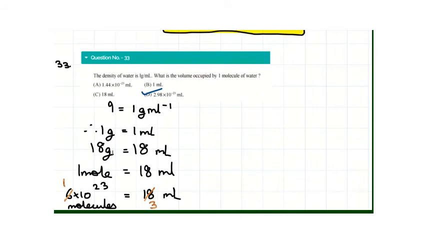Now in the next question, the density of water is given as 1 gram per ml. We have to find the volume occupied by one molecule of water. Now we know that 1 molecule of water equal to 18 AMU and 1 mole of water, that is 6 into 10 power 23 molecules, has a mass of 18 grams. Now from density we get 1 gram equal to 1 ml, so 18 grams equal to 18 ml. In other terms, 1 mole equal to 18 ml.